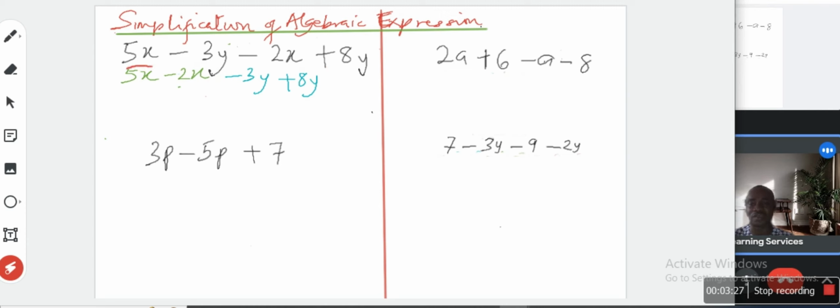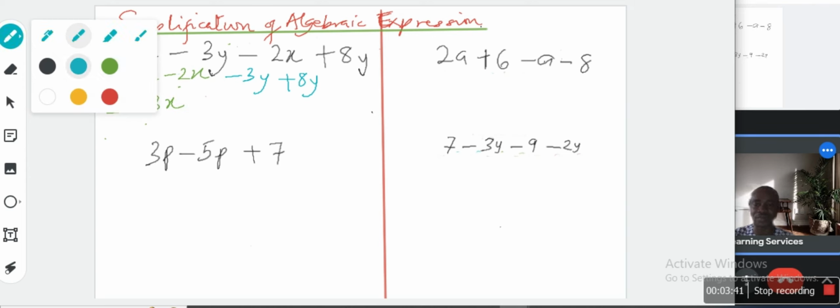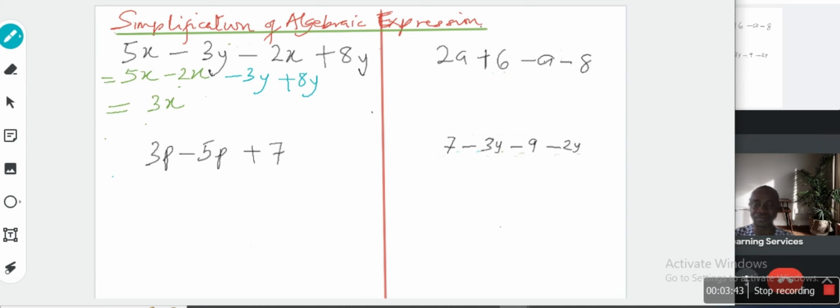So let's simplify the green first. That gives us what? 3x. The green one gives 3x. Why the blue one gives what? That's minus 3y plus 8y. Remember your directed numbers. Minus 3y plus 8. Be careful.